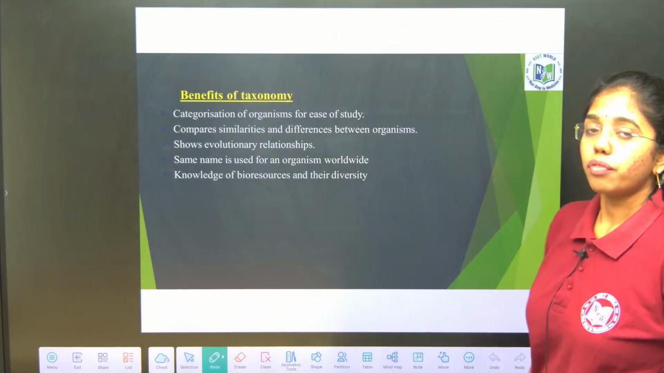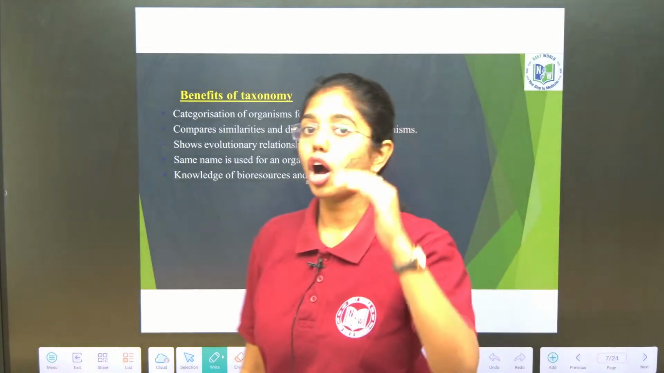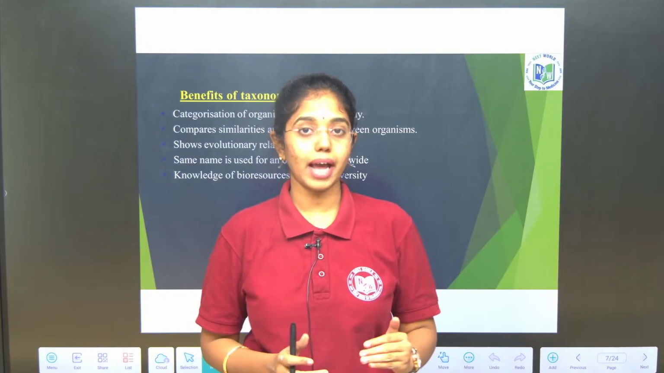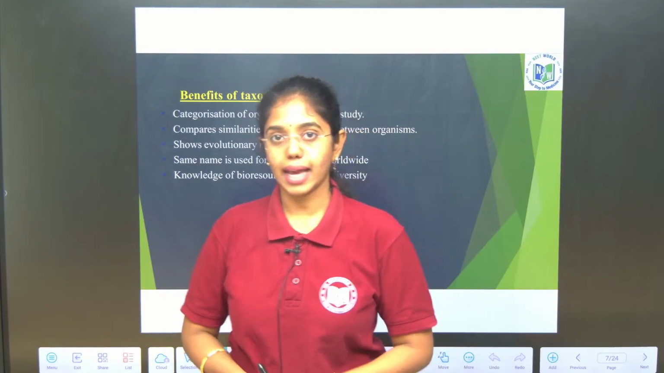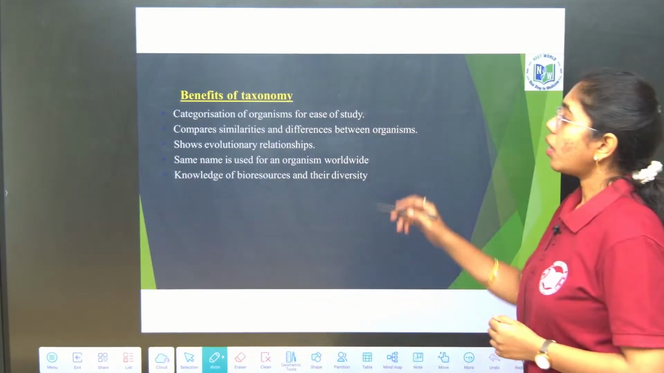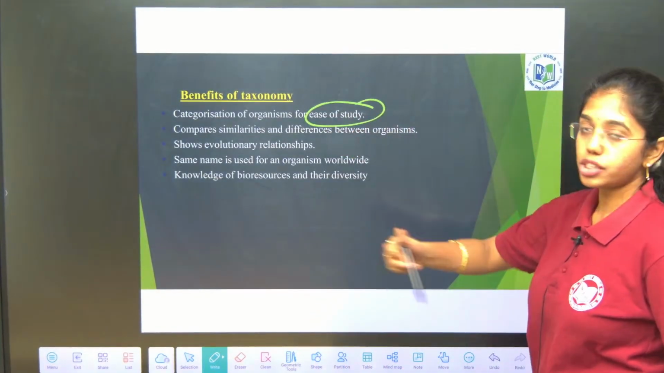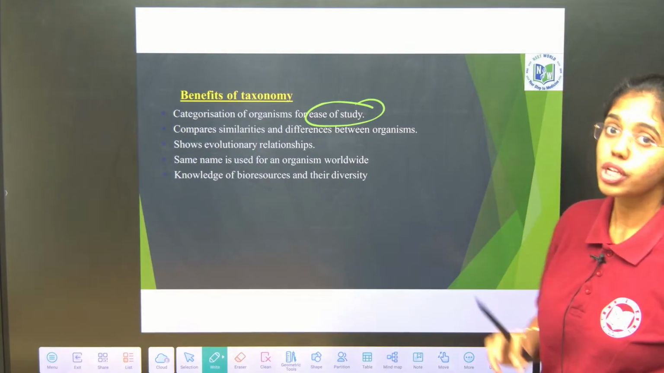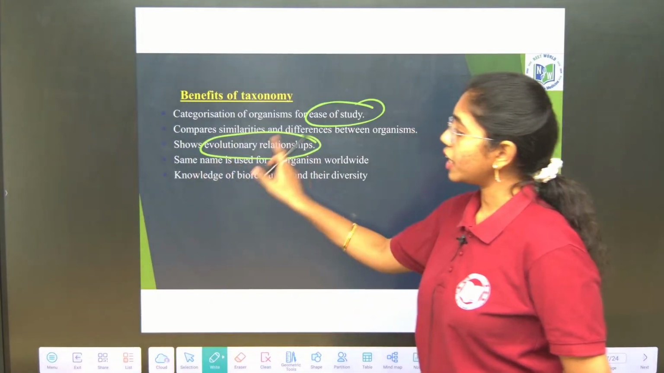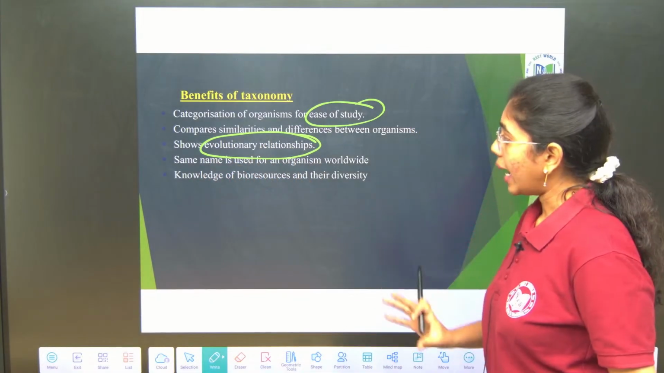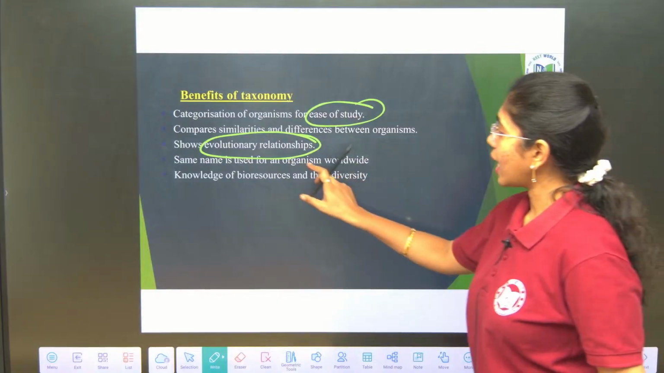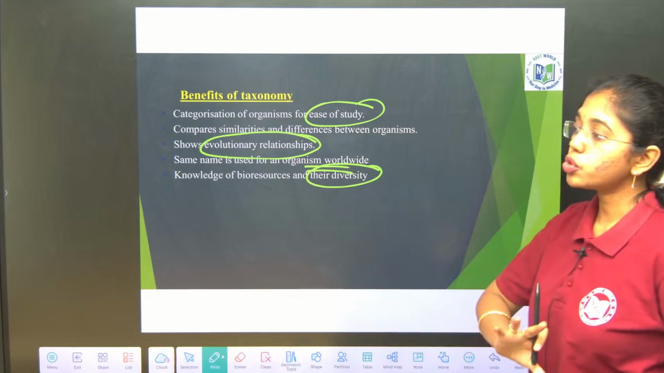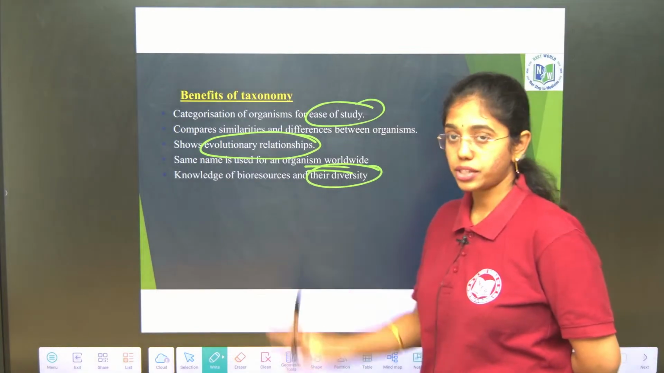What is the benefit of this taxonomy? That arranging all the organisms or grouping the organisms in 7 obligate categories or ranks. What is the benefit of this taxonomy? Categorization of organisms for ease of study, that is the first thing, and this compares similarities and differences amongst the organisms. This will show evolutionary relationships for each rank, and same name is used for an organism worldwide, and knowledge of bioresources and their diversity is well noted by taxonomic categorization.